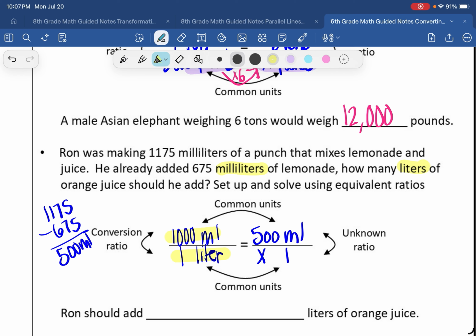Notice that I have my milliliters on top and my liters here on the bottom. So the multiplicative factor, 1,000 times what is 500? That's actually going to be times by a half or divided by 2. So 1 liter times by a half. So he needs to add 1/2 liter of orange juice.